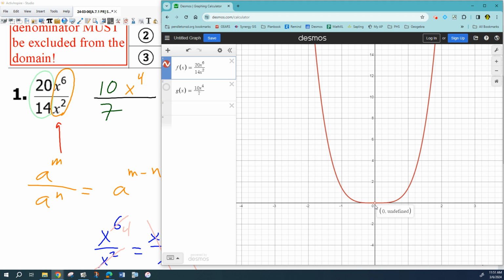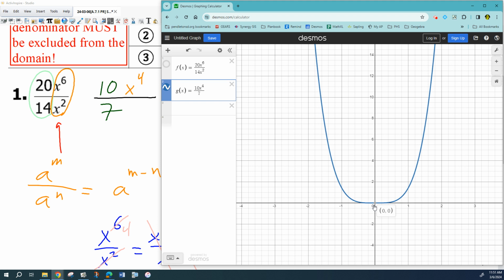Agreed? Okay. What happens if I graph the simplified version, 10x to the 4th over 7? What's it going to look like? Should be the same. It's exactly the same. Or is it? Let's see. Is there a hole? There's no hole at 0.